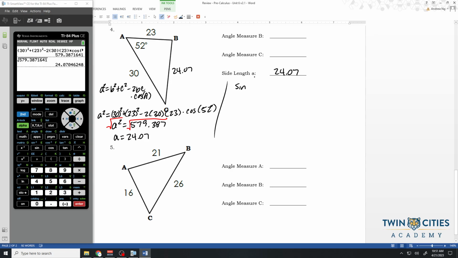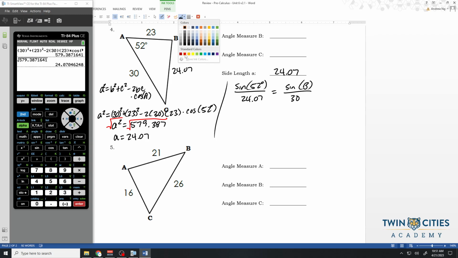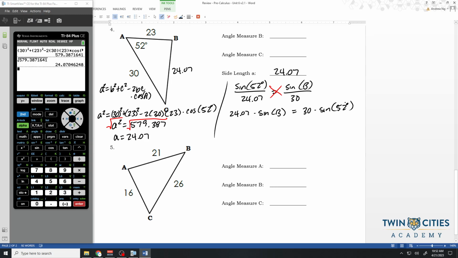This will be the sine of 52 degrees over 24.07 is equal to the sine of B. So angle B is unknown, over 30. Cross multiply. This is 24.07 times the sine of B is equal to 30 times the sine of 52 degrees. And we'll be dividing both sides by 24.07.